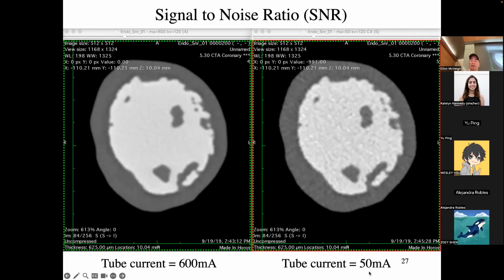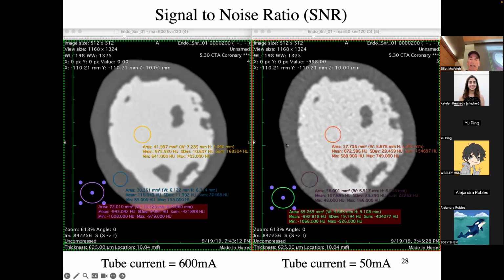At 50 mA I can still make a good picture because this is an object in air with nothing around it, so I'm using all of those photons to make this picture. If this was in the middle of somebody's chest, it wouldn't look so good, because the photons would be gone. But you can quantify the signal to noise.